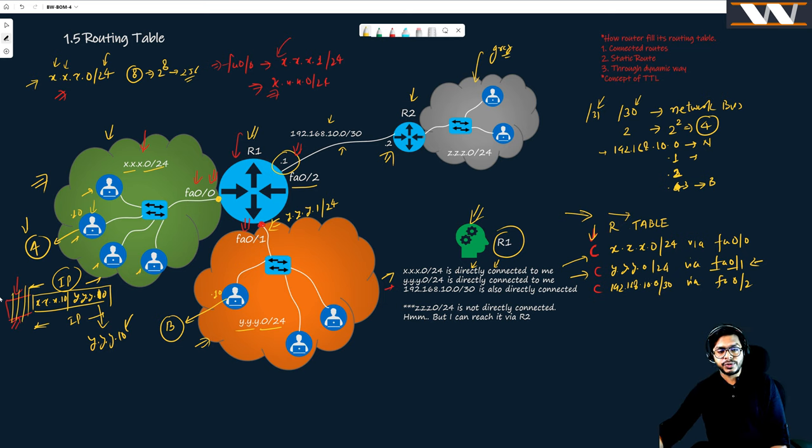So what it is going to do is take this IP packet and forward it onto this interface, because it knows that the complete network is connected to it and y.y.y.10 is part of this network. So I need to forward it into this orange network. It is really, really simple.